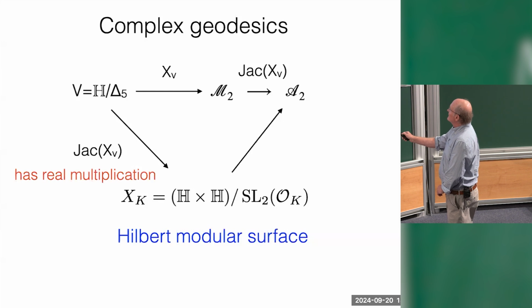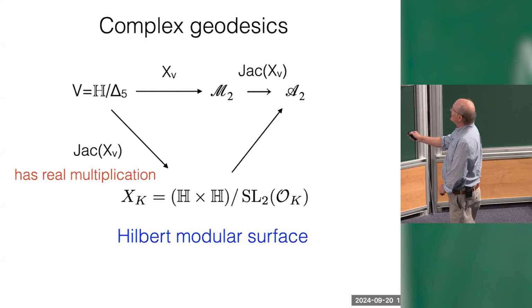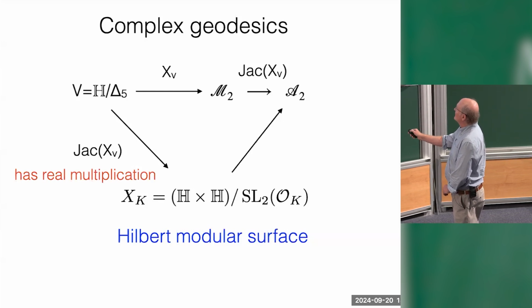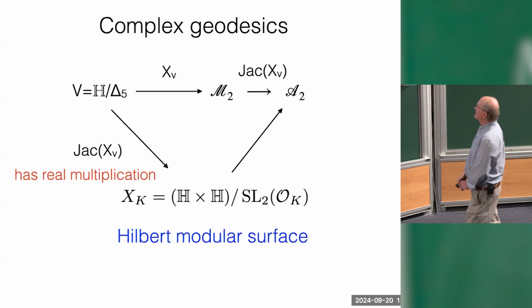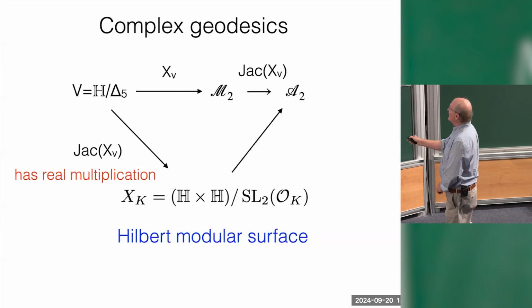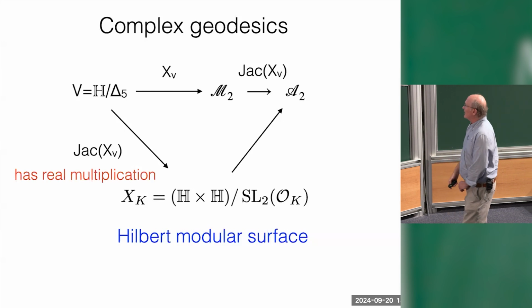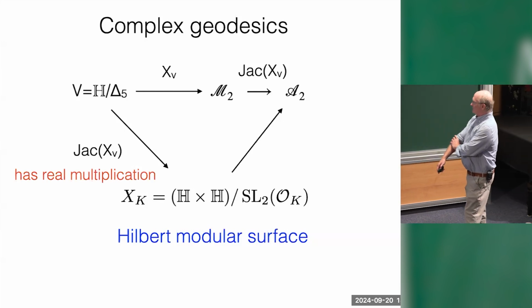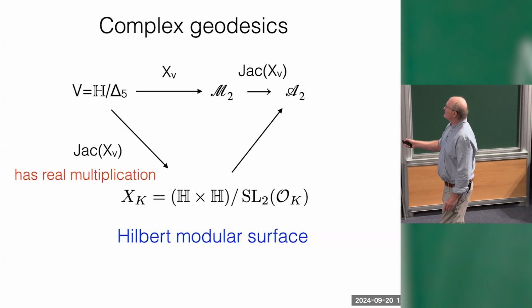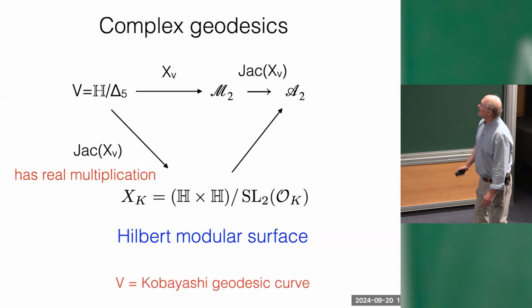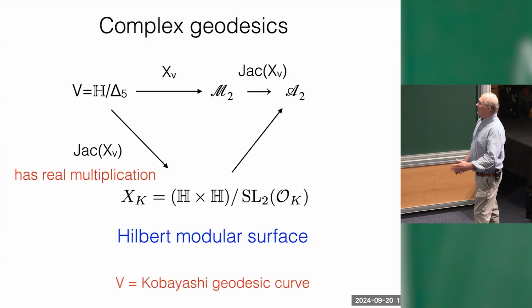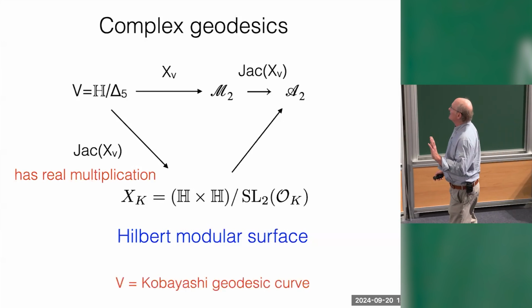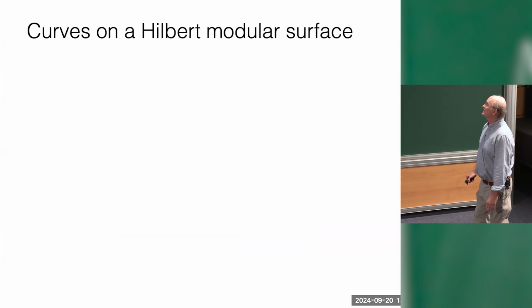And you'll notice this is sort of a geometric lifting of the inclusion of delta 5 as a thin group into SL2OK. That arises by thinking of V as a curve on the Hilbert modular surface associated to this arithmetic group. And V is a totally geodesic curve here, but not for the usual Riemannian metric on this Hilbert modular surface, for its Kobayashi metric. So I call it a geodesic curve, but for those who know, it's Kobayashi geodesic, not Riemannian geodesic.